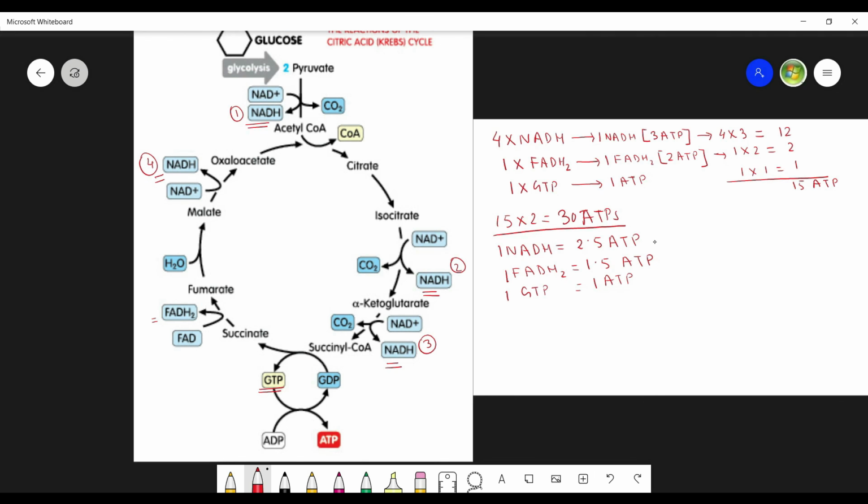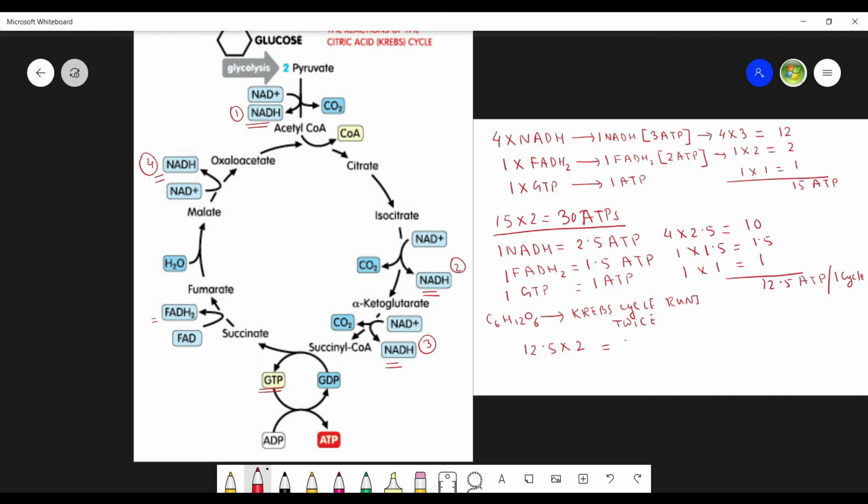So let us calculate in this new way. It will be 4 into 2.5. That means 10 ATPs will be there. And here 1.5 into 1. That means it will give rise to 1.5. And here 1 into 1 will give rise to 1. So if you sum up all of them, it will give rise to 12.5. So 12.5 ATP is generated from one cycle. But as I said, for one molecule of glucose, the Krebs cycle runs twice. That means it will be 12.5 into 2 equal to 25 ATPs generated in Krebs cycle.